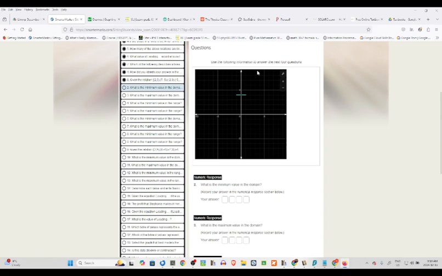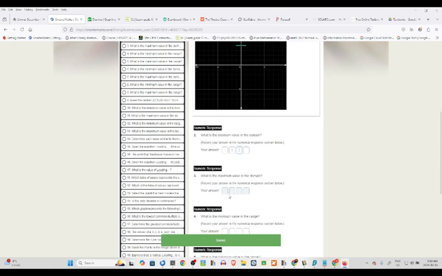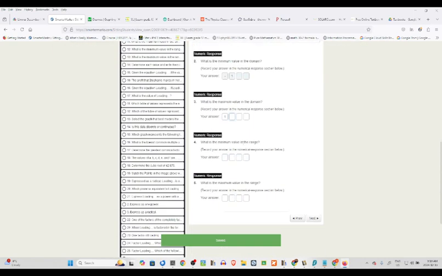Now, we have more domain and range here. Minimum value of the domain. That's the lowest x value. In this case, it's -1. And the maximum value is +1. Our line segment is horizontal. The maximum value of the range and the minimum are both 4, because 4 is the only y value allowed.